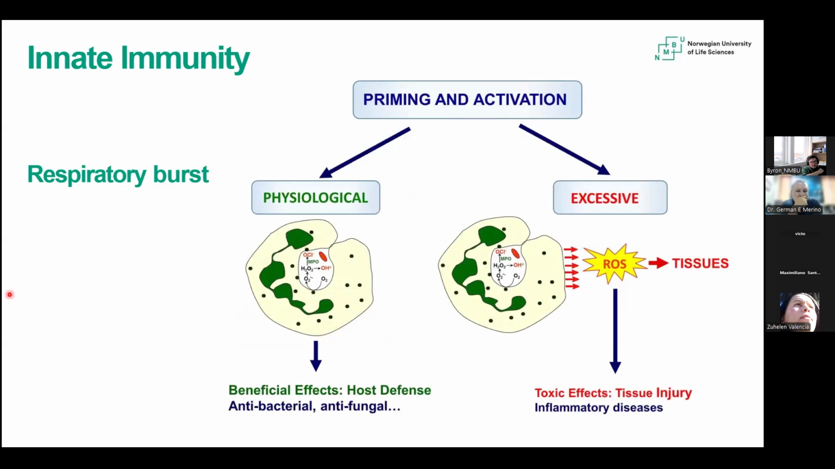Linked with the production of effector molecules in the innate immunity, we have the respiratory burst. But we need to be careful with this one, because through the production of reactive species from nitrogen and oxygen, we can destroy a pathogen, but we can also destroy the host, mainly through disruption of the host's DNA.